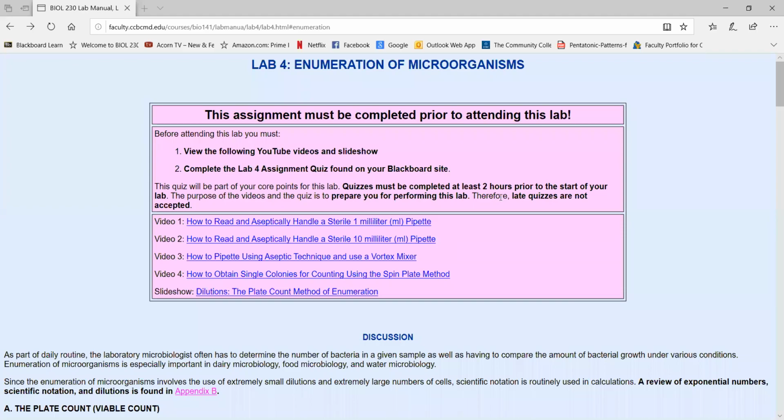In Lab 4, we're going to be looking at the enumeration of microorganisms, ways in which we can determine the number of microbes such as bacteria in a sample. There are a number of videos for you to watch for this one, as well as, again, a pre-lab quiz.